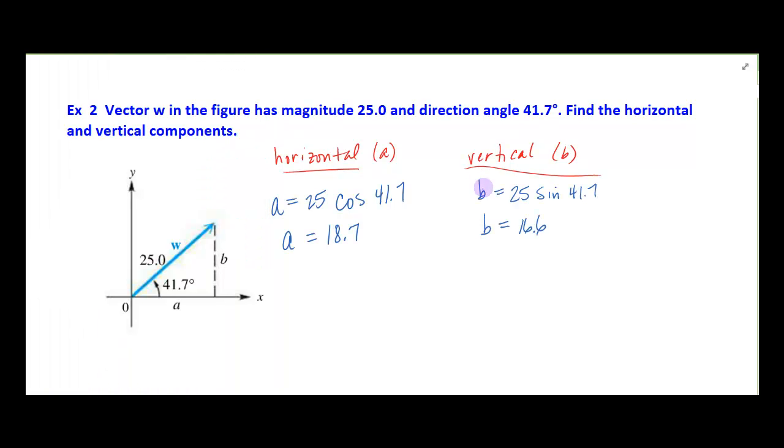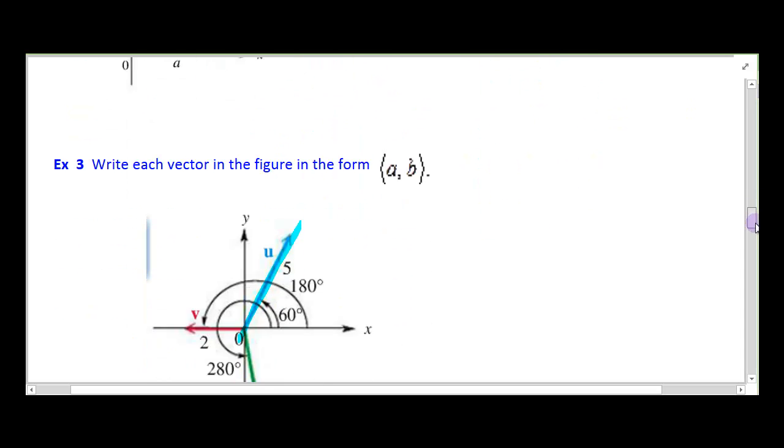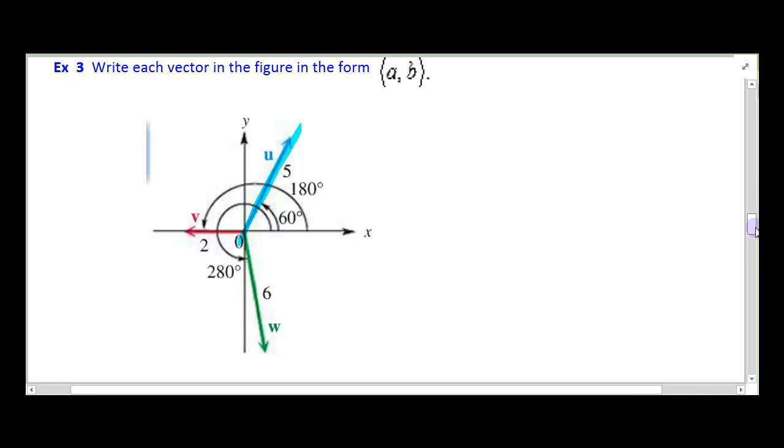Similarly, when I want to know what the vertical component is, I take 25, which is the magnitude of my vector, multiply it times the sine of the angle, and I find that that is 16.6. So it's consistent with what we've been practicing so far, with the y values or vertical movement being associated with sine, and the horizontal or x values being associated with cosine. So let's look at one more example. I'll work one of the problems just so that we can look at this one more time.